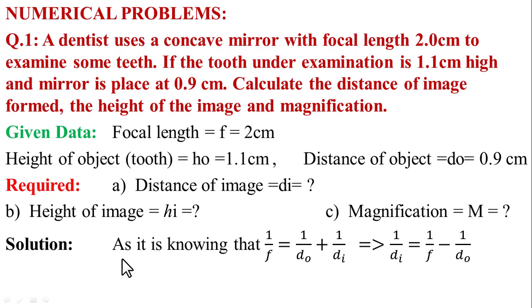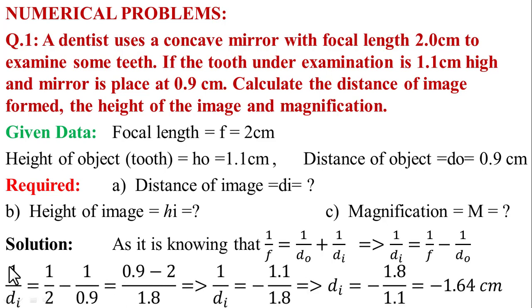Now we use the formula: 1 over f is equal to 1 over d naught plus 1 over di. This implies that 1 over di is equal to 1 over focal length minus 1 over distance of object. Now putting the values, 1 over di is equal to 1 over 2 minus 1 over 0.9. Now taking the LCM, in the denominator 2 multiplied by 0.9 is equal to 1.8, and in the numerator 0.9 minus 2. So 1 over di is equal to minus 1.1 divided by 1.8.